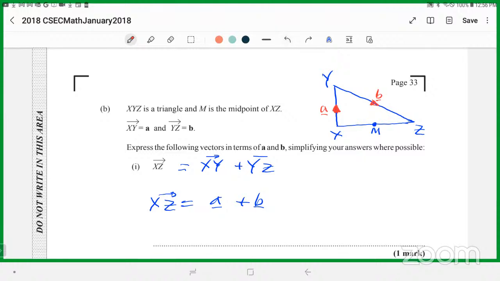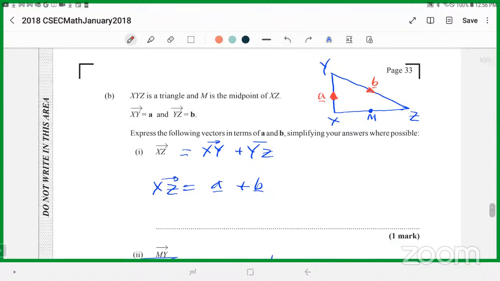M to Z, and then Z to Y. Good. So whichever way you choose, the answer must be the same. If somebody chooses to come here and then there, that's okay. If somebody chooses to go here and then here, that's okay. Whichever you use, the answer must be the same.